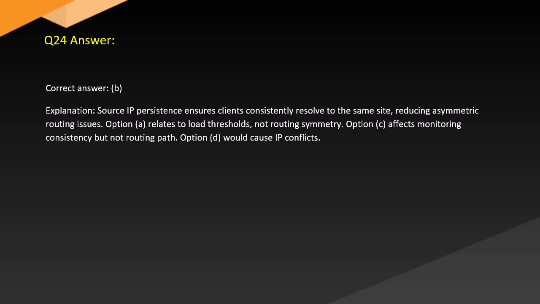Answer. Correct answer: B. Explanation: Source IP persistence ensures clients consistently resolve to the same site, reducing asymmetric routing issues. Option A relates to load thresholds, not routing symmetry. Option C affects monitoring consistency but not routing path. Option D would cause IP conflicts.